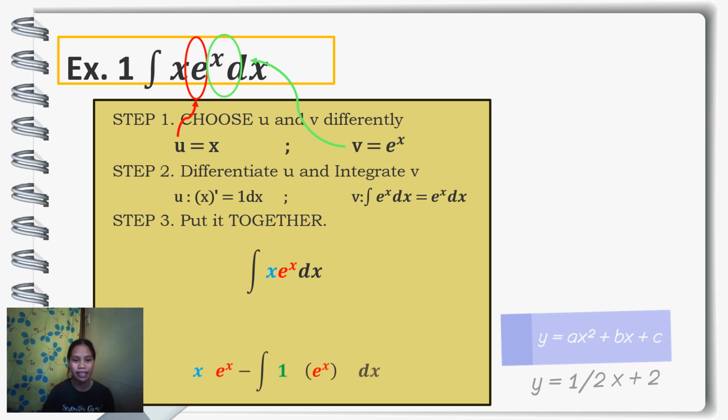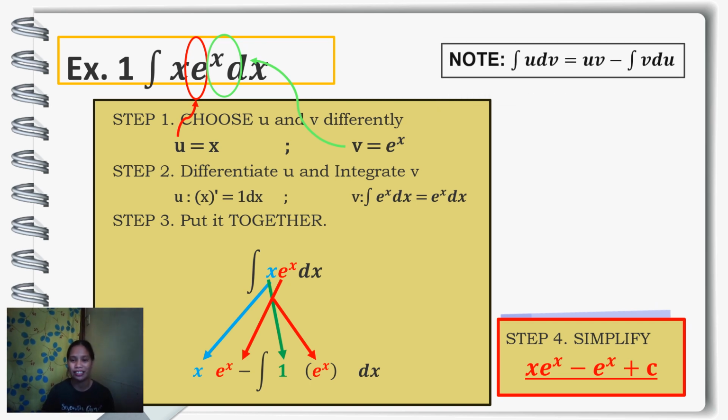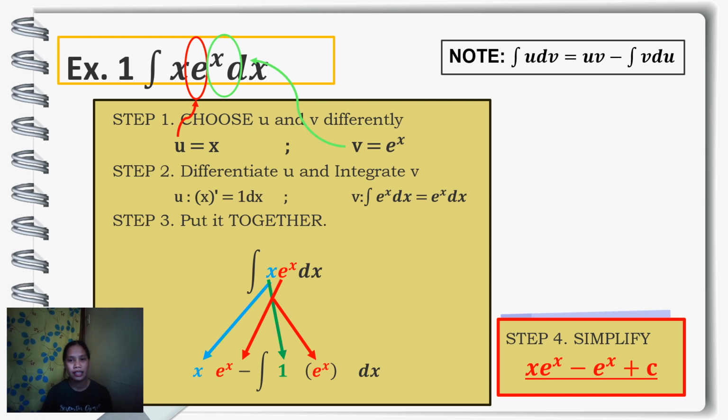So we have here x e raised to x minus the integral of 1 times e raised to x dx. Next, step 4 is to simplify. We have x e raised to x minus e raised to x plus c. That is our final answer. So note, the rule is the integral of u dv equals uv minus the integral of v du.